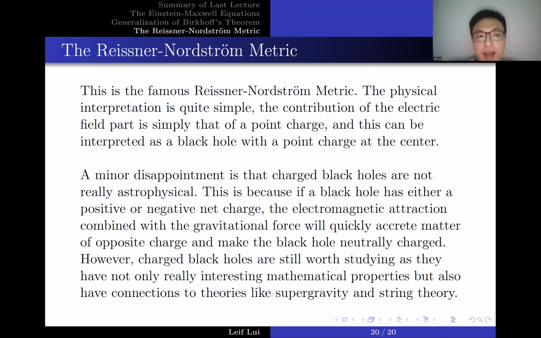But I must state there is a minor disappointment about charged black holes, as they are not really astrophysical. This is because if a black hole has either a positive or negative net charge, the electromagnetic attraction combined with the gravitational force will quickly accrete matter of the opposite charge and make the black hole neutrally charged. However, that is not to say that charged black holes are not worth studying, as they do have a lot of interesting mathematical properties, and they also have connections to theories like supergravity and string theory, which I may discuss.